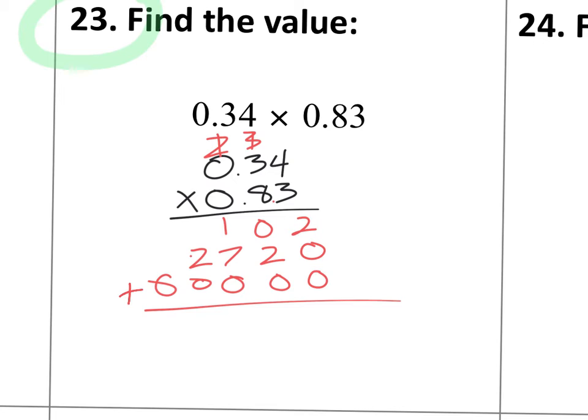2 plus 0 plus 0 is 2. There's a 2. There's an 8. There's a 2. And there's a 0. Now, remember, decimal: 1, 2, 3, 4. So I'm going to come down here and go 1, 2, 3, 4. And that's where my decimal goes. There you are.